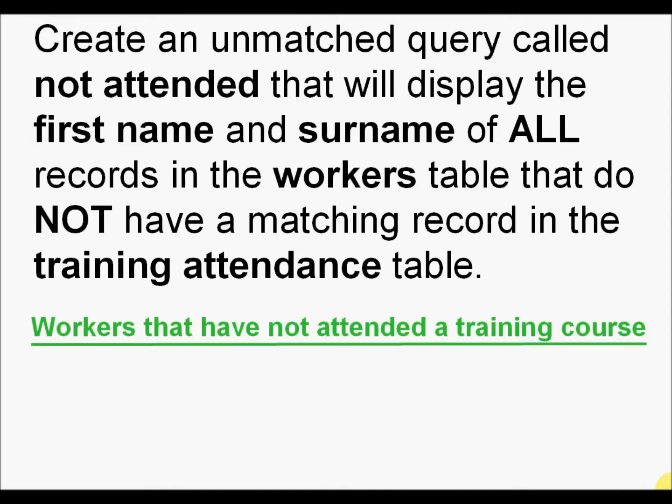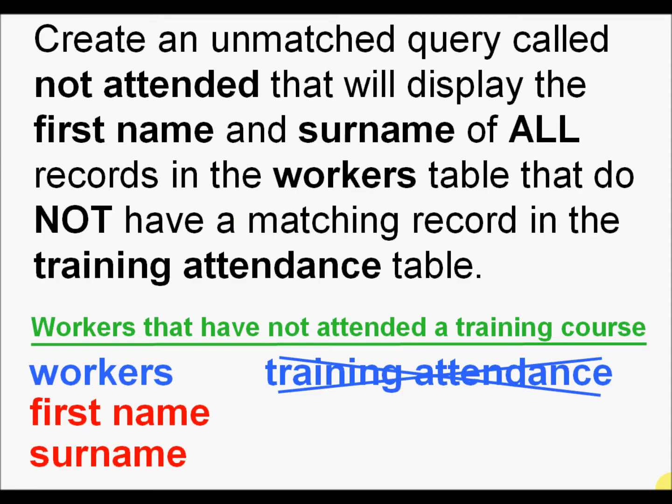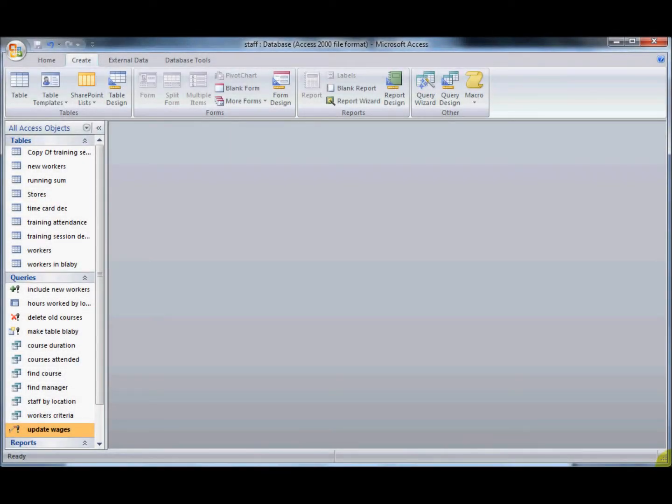So it's saying we need to use here, the workers that do not attend a training course. So we need the workers table that have not got a corresponding record in the training attendance table. And we need to display the surname and the first name there. So let's have a look at that as how it relates to an actual query.